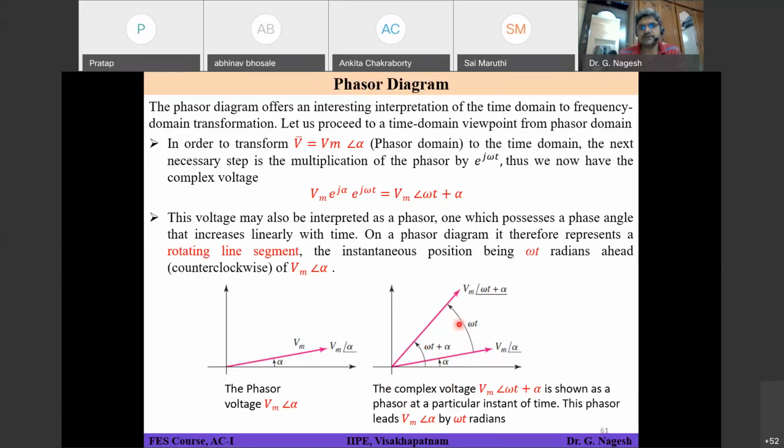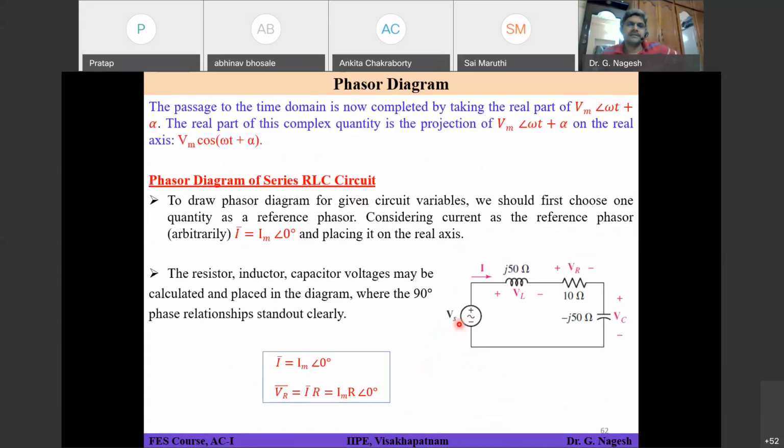This is just for your understanding of the relation between the phasor and the time domain quantity. The phasor projection onto the real axis is nothing but your time domain equivalent value. I hope this is clear for you. This is for your understanding. Or does anyone have a doubt in this?